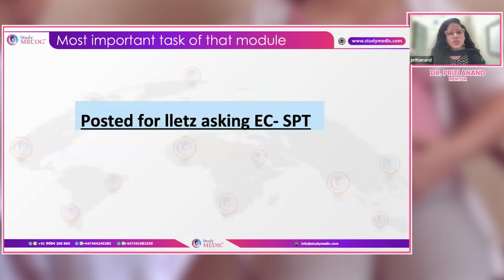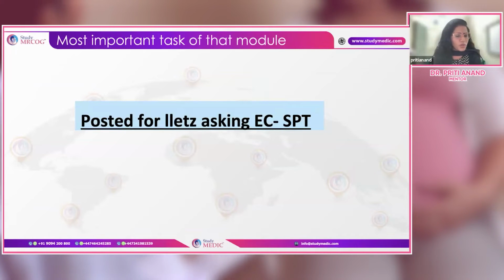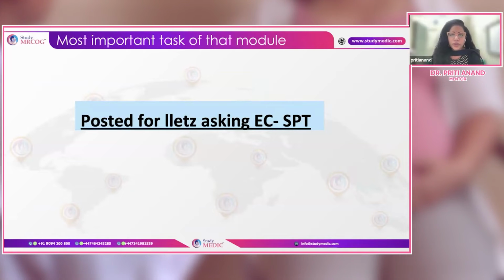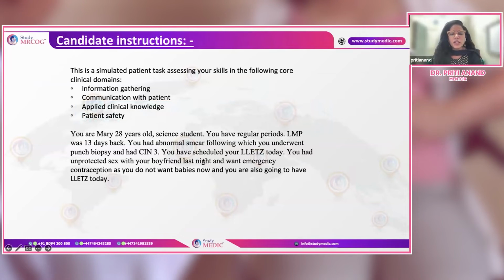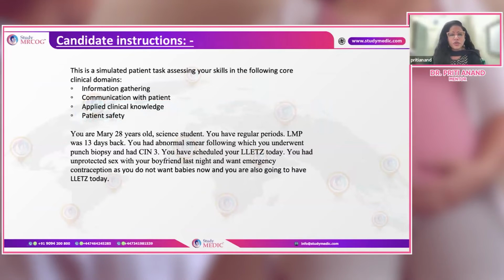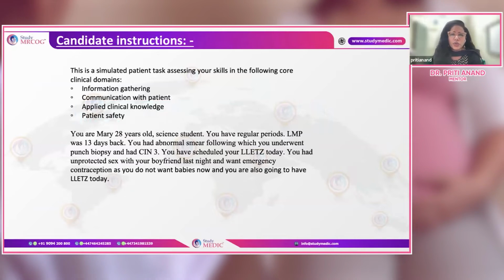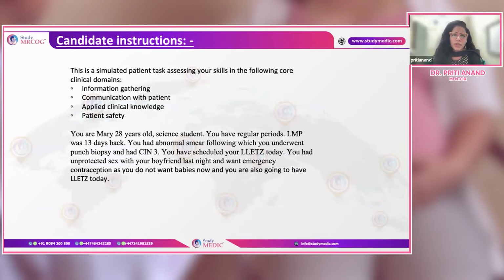Okay, so I'll be taking you through one of the stations, one of the cases of the SRH module, very commonly asked in your exam in different ways, and it is really important. Okay, so my station is basically a simulated patient task where you'll be meeting a young, middle-aged girl of 28 years old, Mary. She's a science student. She has regular periods. LMP was 13 days back.